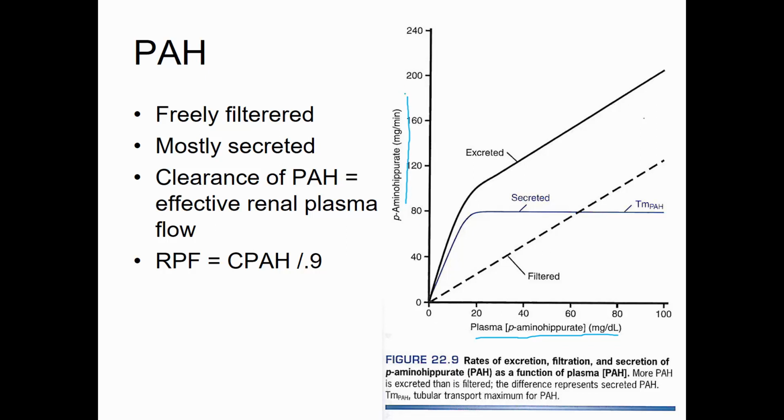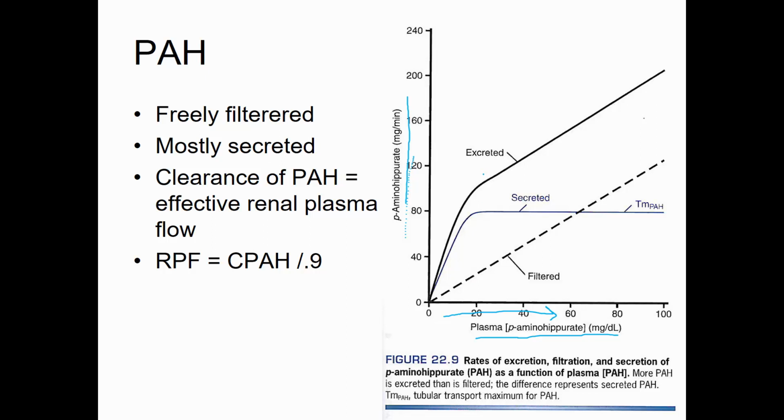Then this is PAH going out in the urine. So this is plasma, and this is urine. Somehow my urine got cut off. All right. So if the only way we got rid of PAH is through filtration, we would see that the greater the plasma concentration, then the greater the excreted concentration.